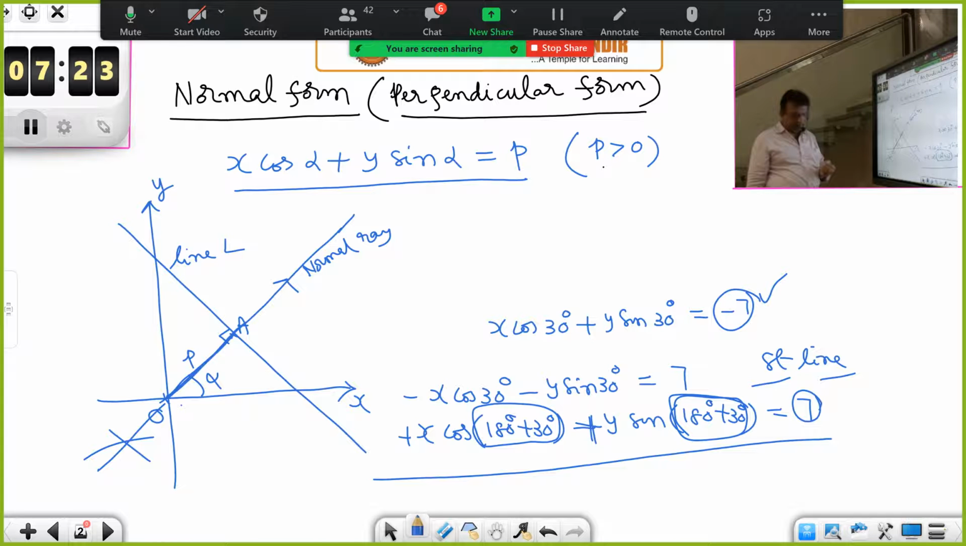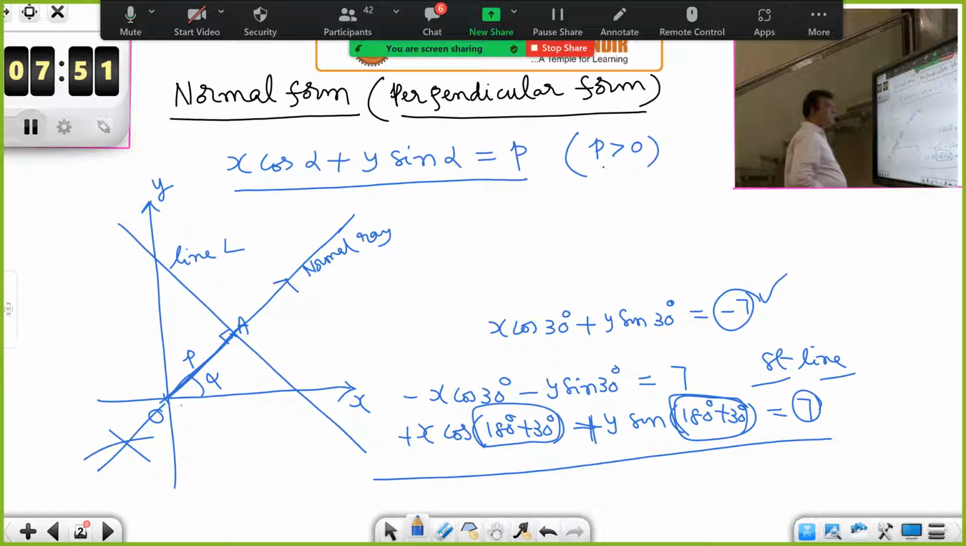Inclination we have already defined. It is the angle made by the line with the positive direction of the x-axis in the anti-clockwise direction. Okay, so these are the things. And in the last class we have seen some examples also: alpha 30 degrees, alpha 135 degrees, alpha 210 degrees, like that in all the quadrants we have seen.